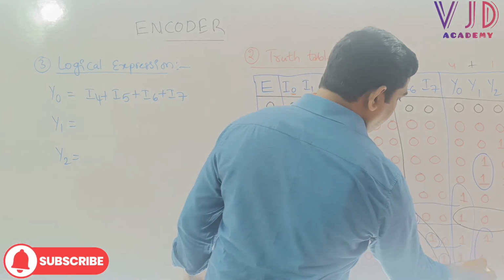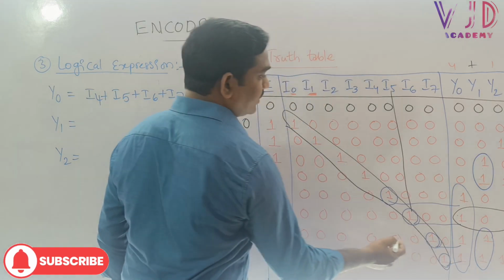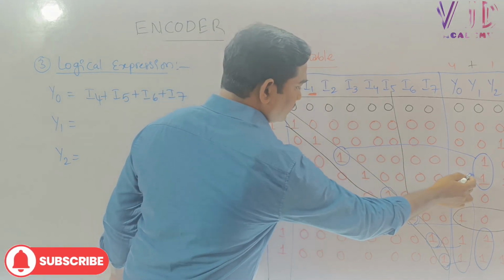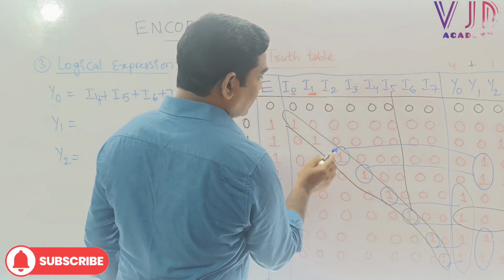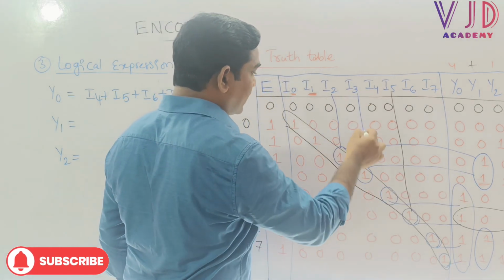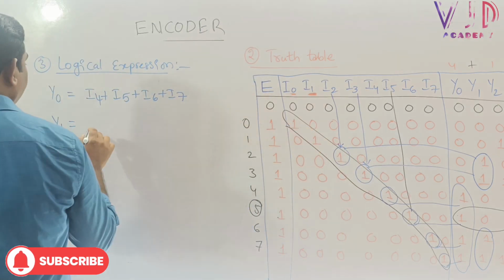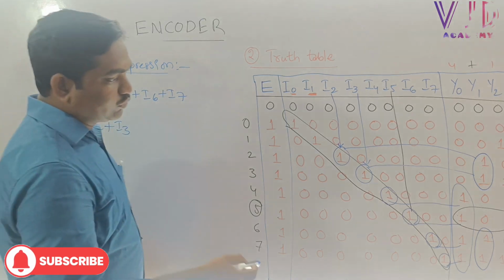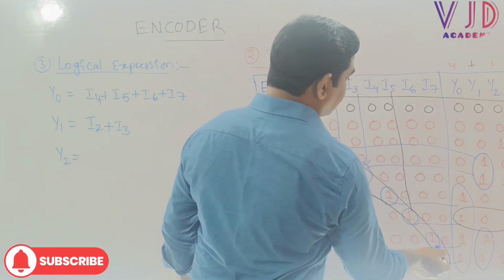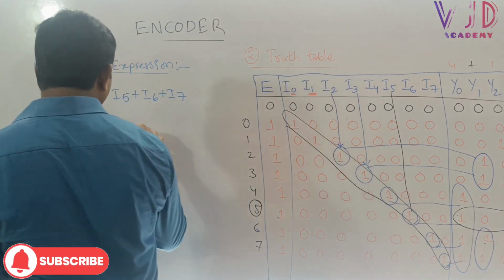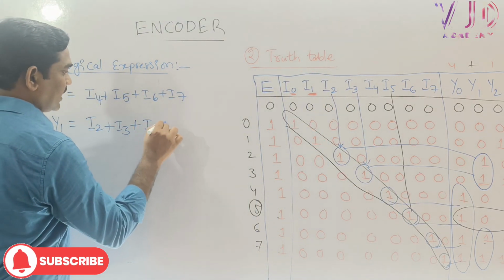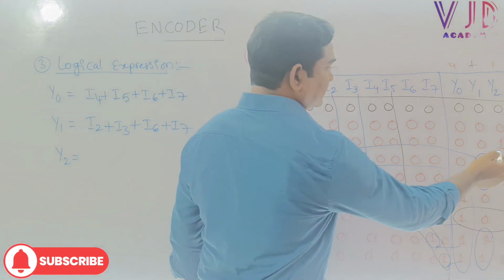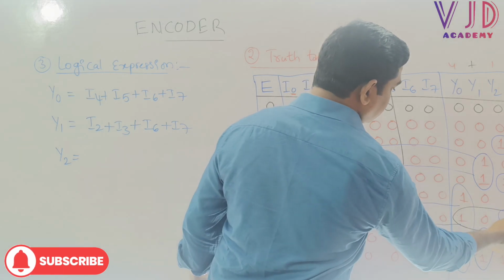And now coming to the second one, we can say Y1. These are the two outputs enabled. So the corresponding input is this one. Here also the corresponding input weightage is this one. We can say both these are I2 and I3. Sir, here I want to write I2 plus I3, and the other two are I6 and I7. Here I6 plus I7.